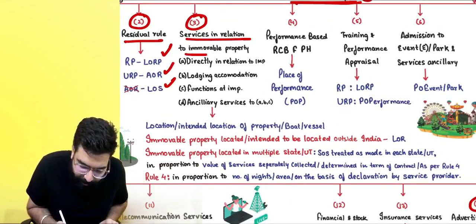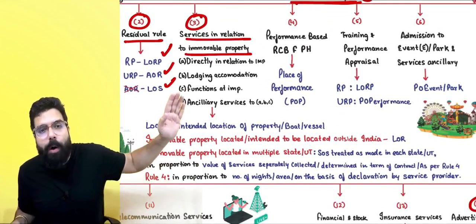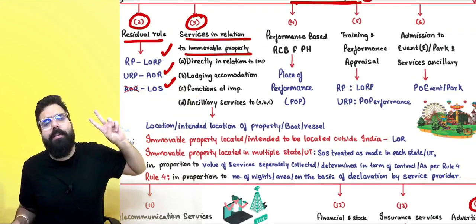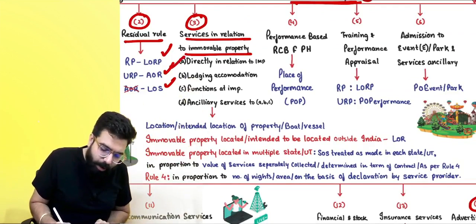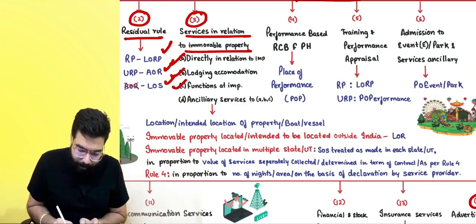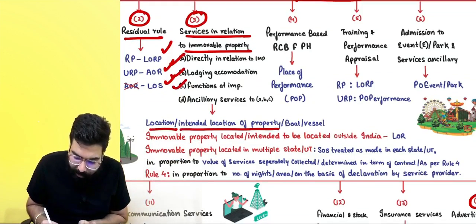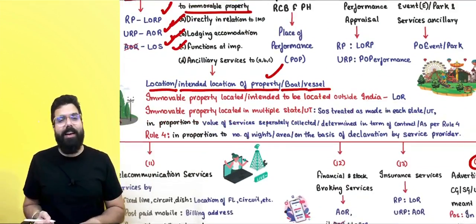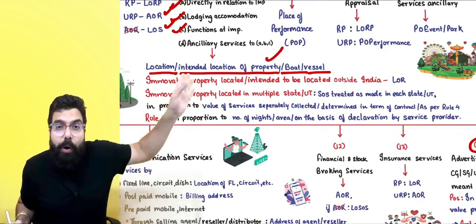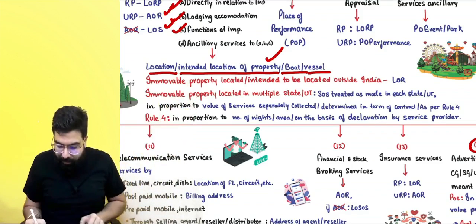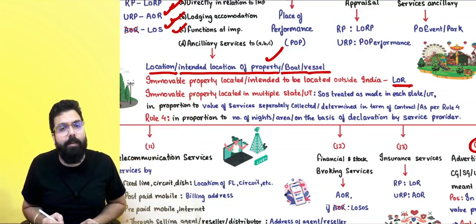Next, whenever services are given directly in relation to immovable property, such as lodging accommodation service, functions at immovable property, or any ancillary service to A, B, C, then always remember the place of supply shall be the location or the intended location of the property or boat or the vessel. Sir, if the immovable property is located outside India and supplier and recipient are in India, location of recipient will become the place of supply.